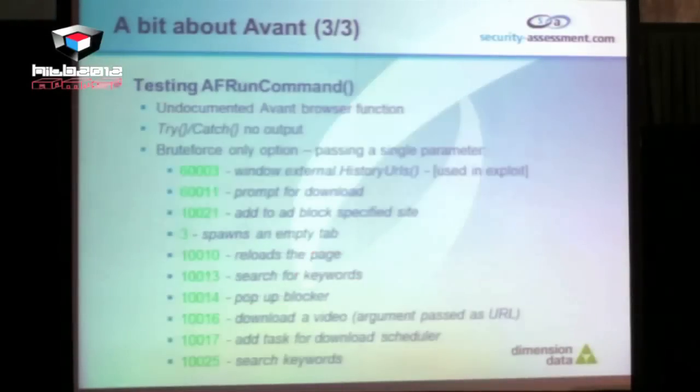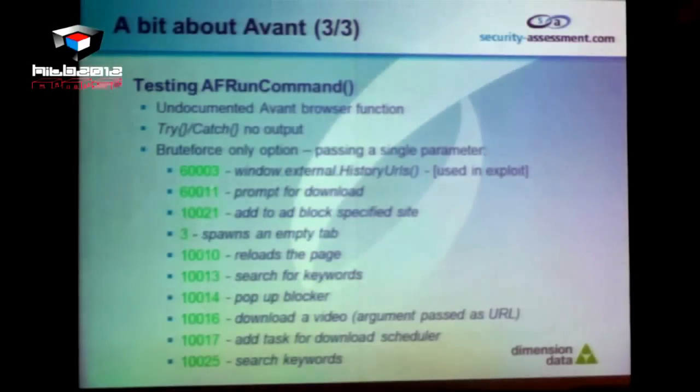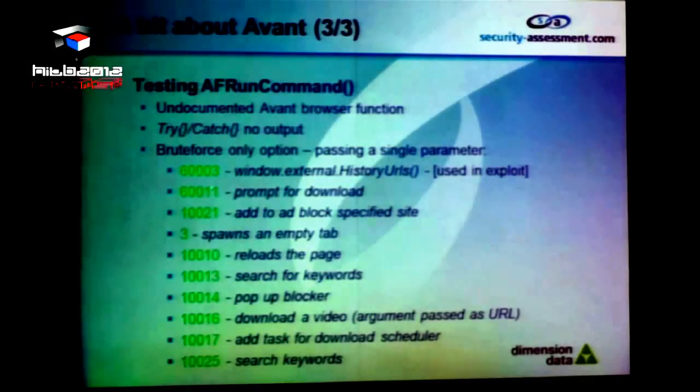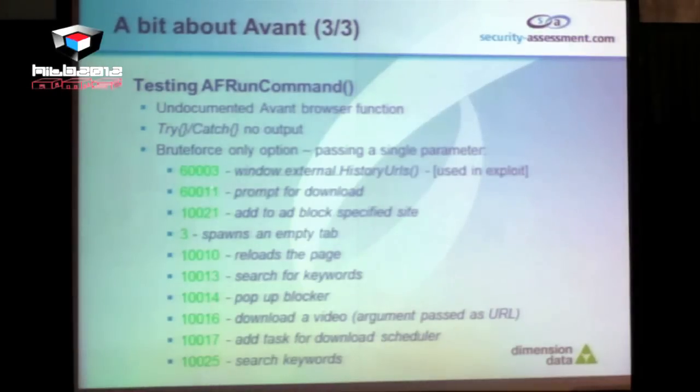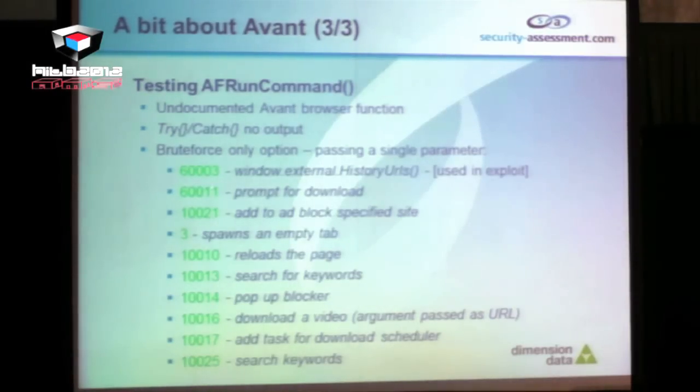What I noticed in this page is the use of this function, af run command, and that function is privileged, so it can only be used in those pages, or in the browser:special zone. I've been trying to test this function to see what it does. It's very difficult, because if you try to catch the error on that function, like you pass one argument and see what happens, there is no error back. This function is undocumented. You can't find any reference on the internet about it.